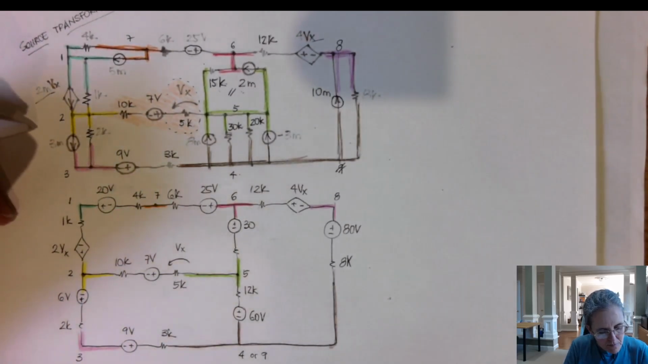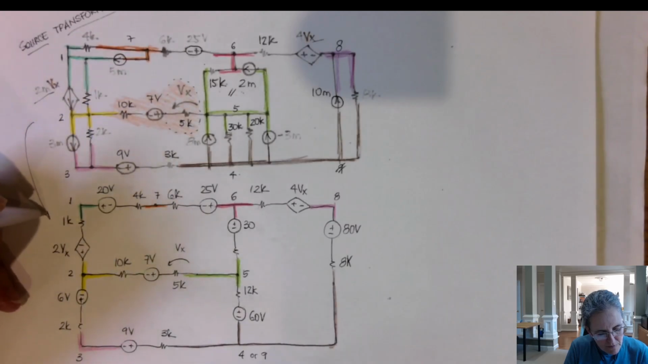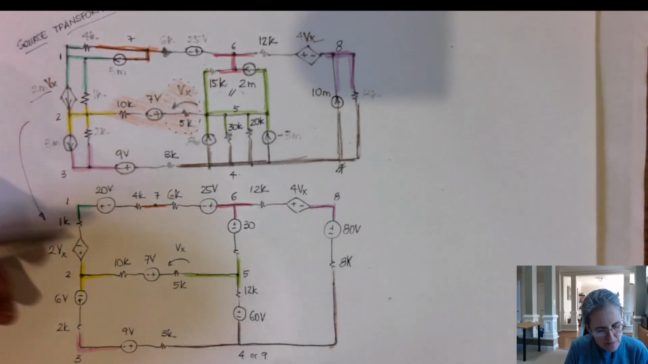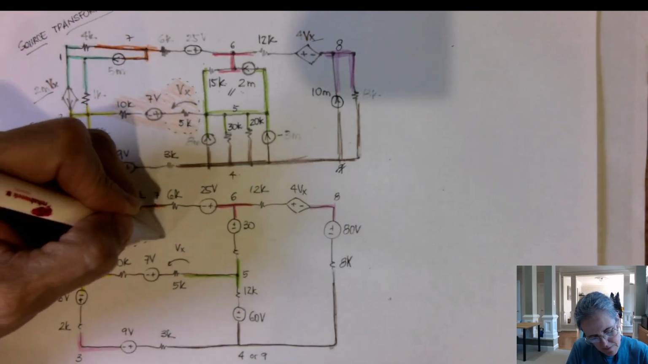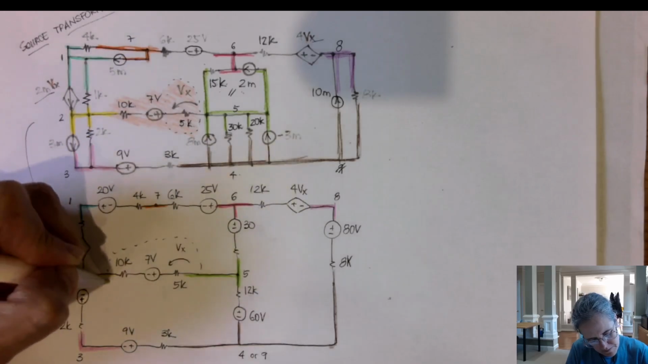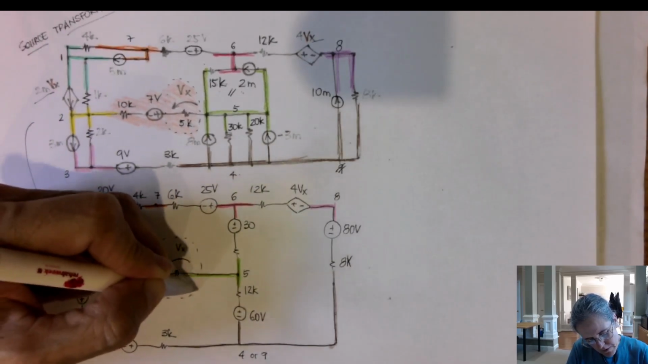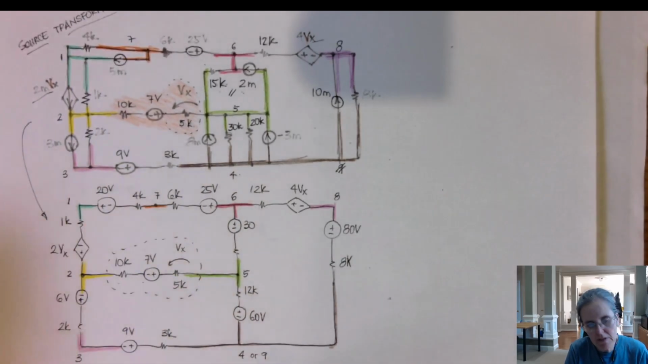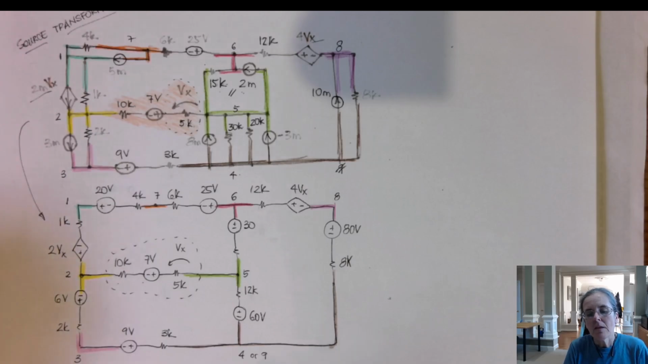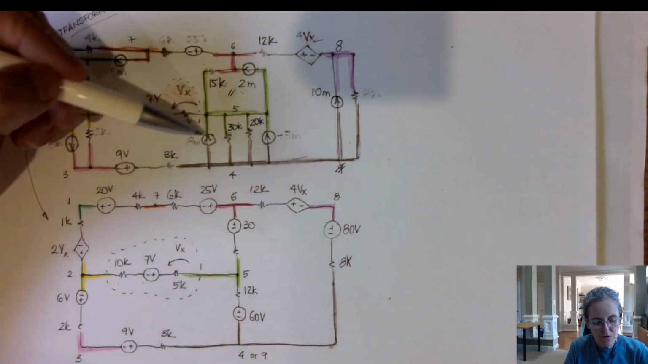And I copy this here, keeping the clouded components there, remembering I could still source transform the 7 volts and the 10K if I needed to. And I source transformed this.